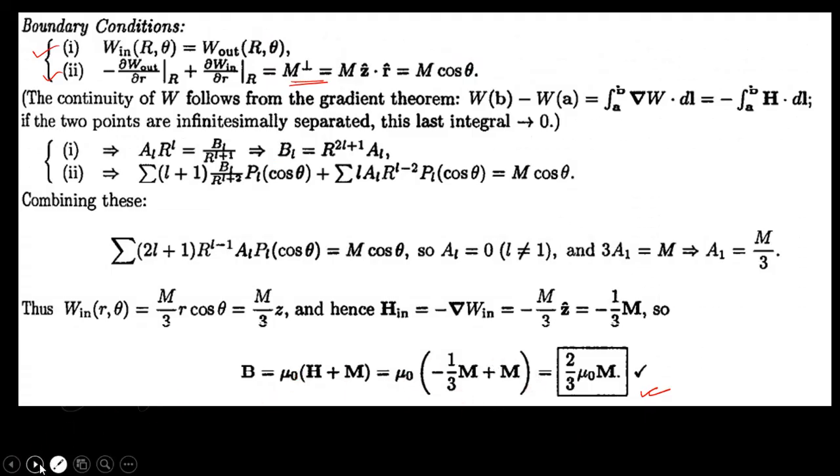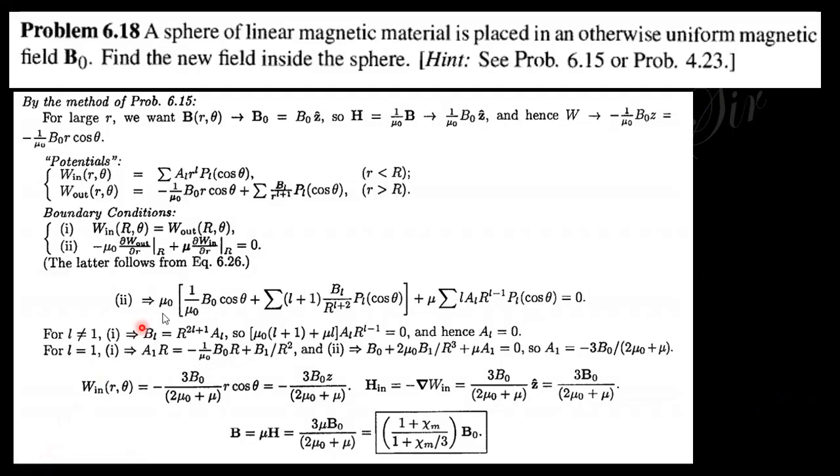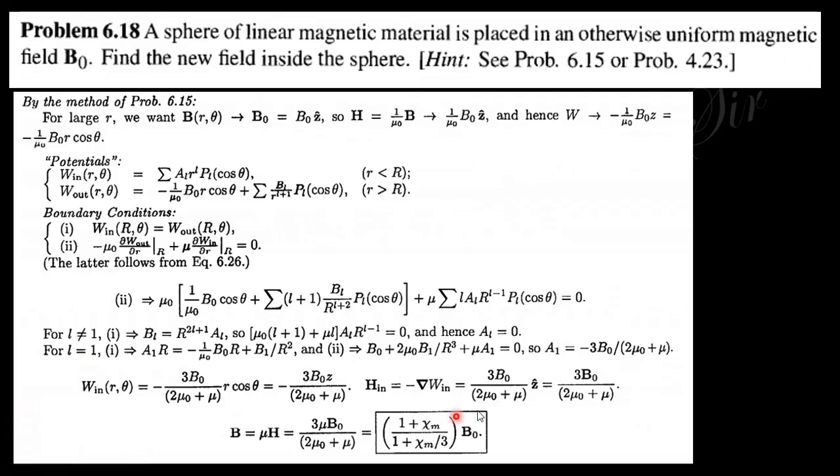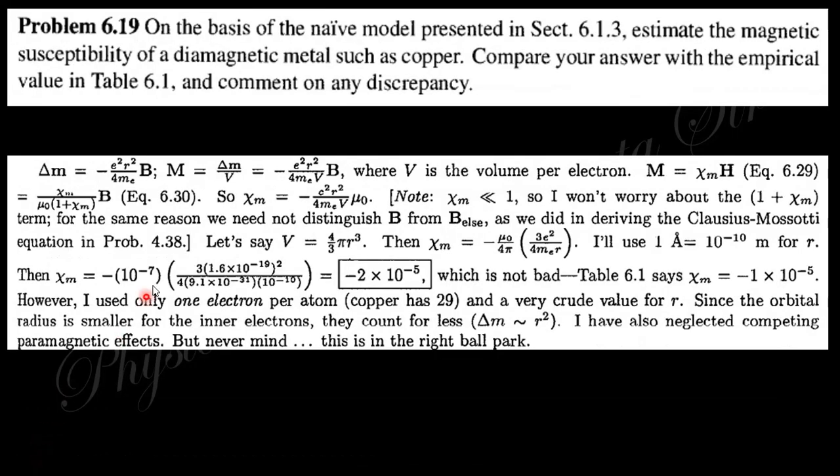So this field solution is taken here, and the same process is followed, just solving this polynomial. Using 4.23, B is the magnetic field and M is the magnetization, the combination of these two. B1 is the magnetization of the sphere, and additionally this amount of magnetization gives B2. So from B0 you will get B1, B2, and so on, an infinite series addition. You can check that the magnetic fields are equal in both cases.